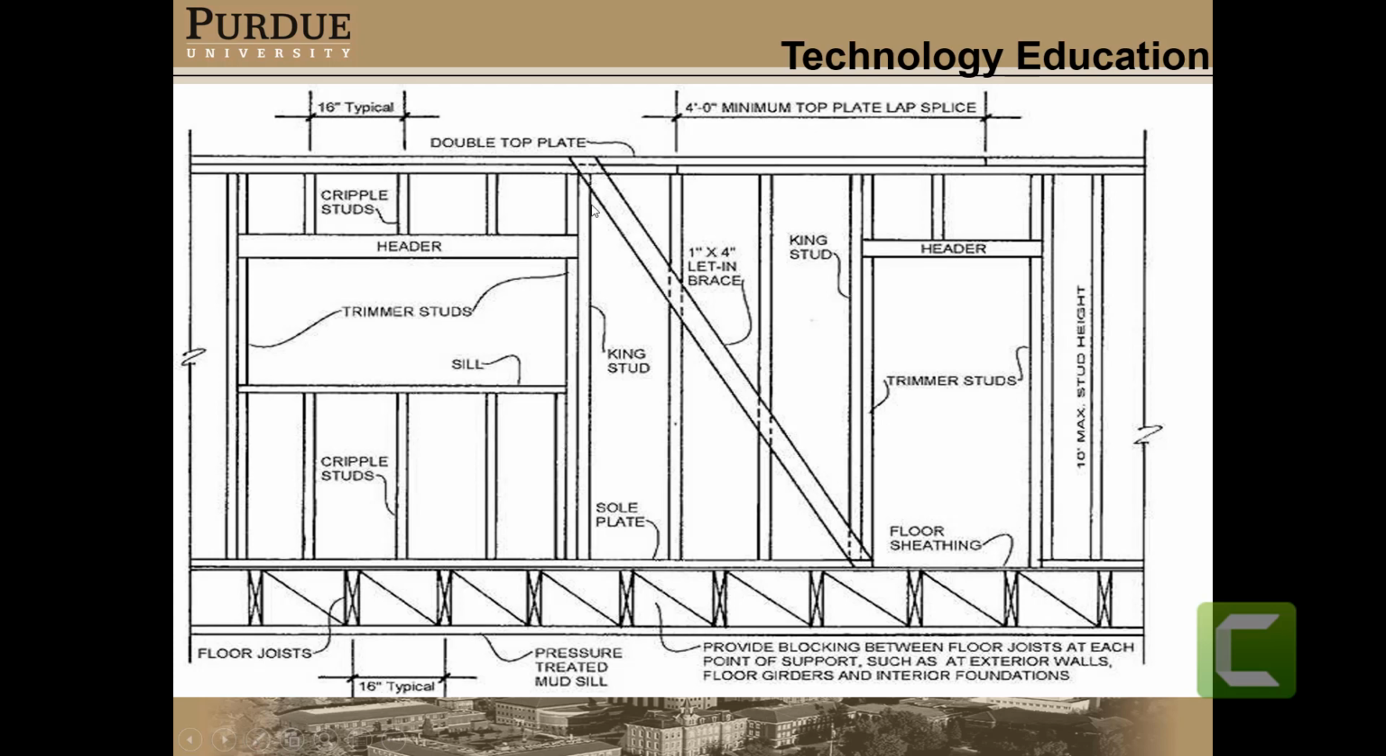Go into the window. Same situation here. You have your cripple studs that are still 16-inch on center that go across the top of headers, on top of windows, as well as the bottom of windows. Now these studs are specifically just for drywall. They're just trying to catch the drywall.